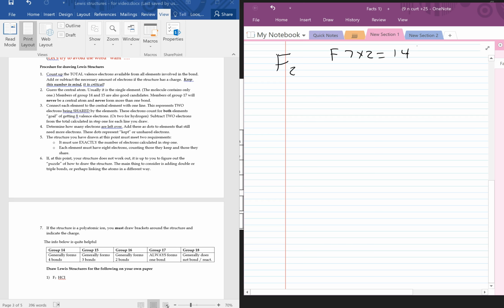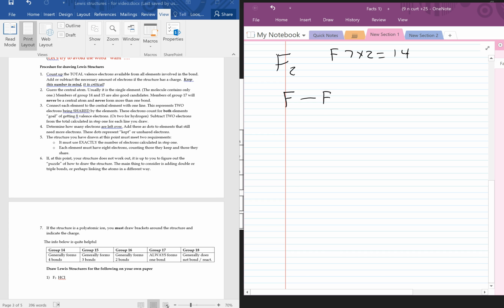Now step 2, guess the central atom, doesn't apply to this one because there are only 2 atoms. That would only apply if there are 3 or more, so we're going to skip that one. We go down to number 3: connect each element to the central element with one line. Again, there are only 2 atoms here, so we're going to draw an F and another F.